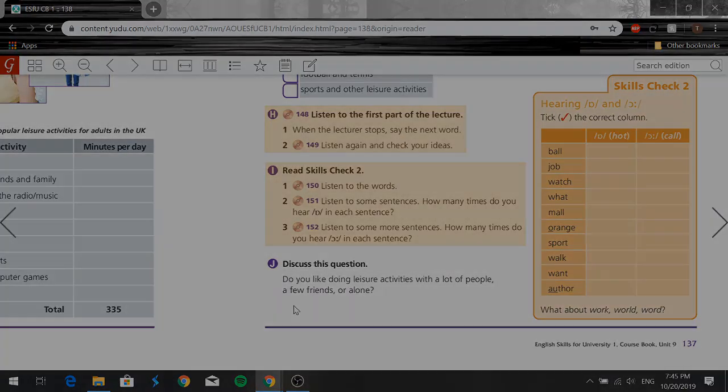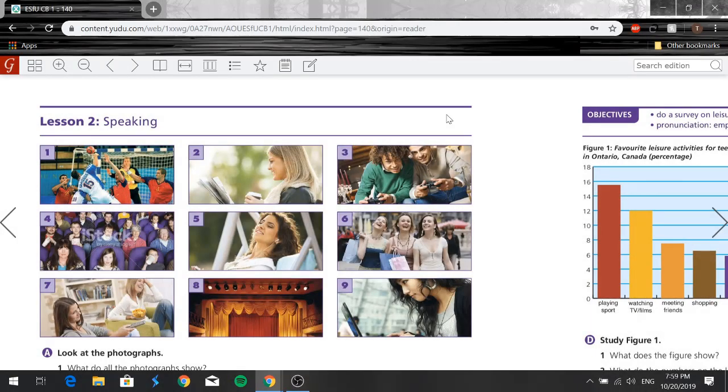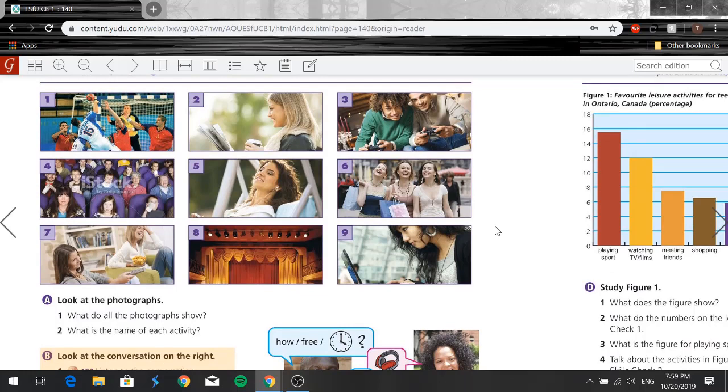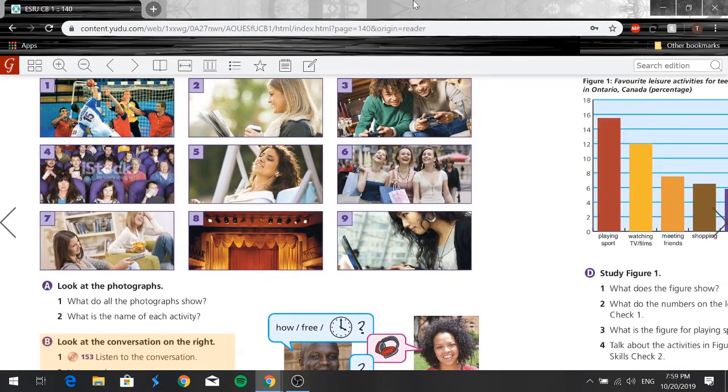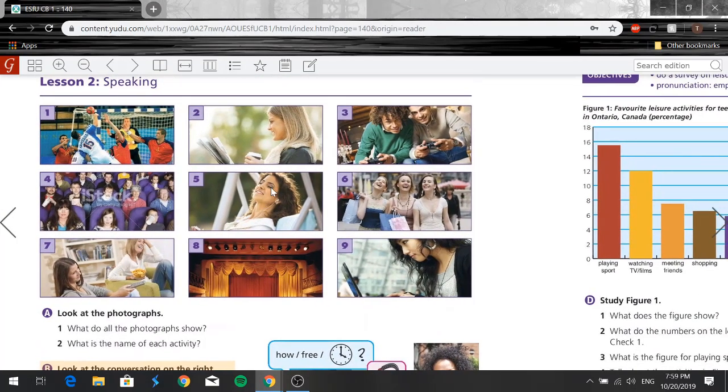Now let's move on. Alright, you guys, so now let's move on to lesson 2, speaking. Here we have 9 pictures, right, or photographs, and what do you guys think is happening in each one? Well, what do all the photographs show? Well, based on these photographs, we'll say that they are all about leisure activities. Okay, so here you have handball, which could be considered a leisure activity.